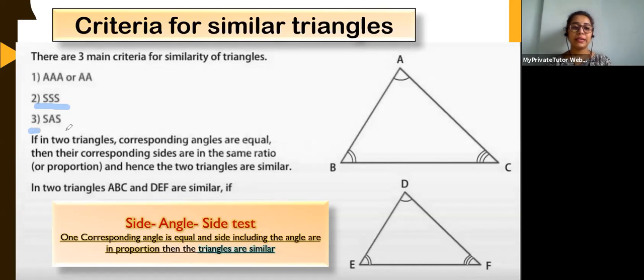What is the third one? The SAS test. So one side, then an angle, and then a side. If one of the angles is equal and the sides including that angle are in proportion, then the triangles are similar. I hope you are clear with what the criteria for similar triangles are.